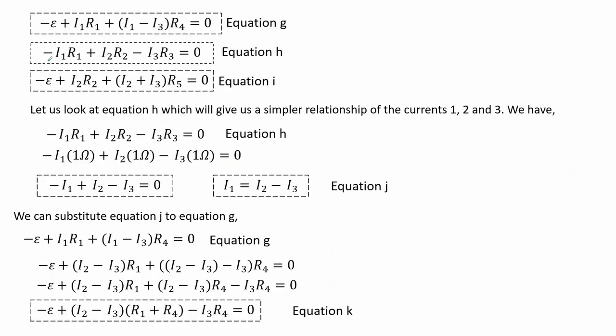We begin by simplifying the equations. Let us look at equation H, which will give us a simpler relationship of the currents 1, 2, and 3. We have equation J, which contains all the unknown. The other two equations contain only 2 of the unknown. We can substitute equation J to equation G and get equation K.